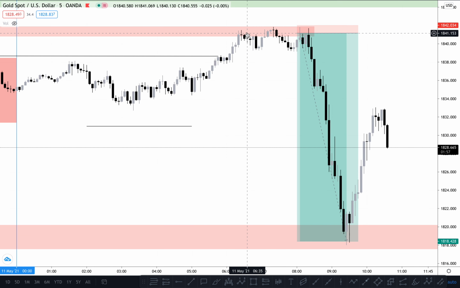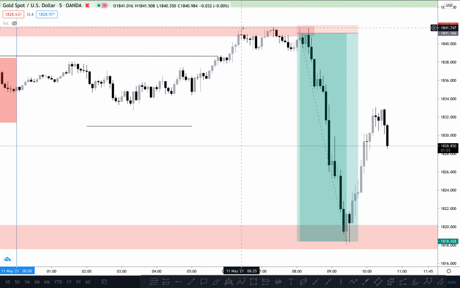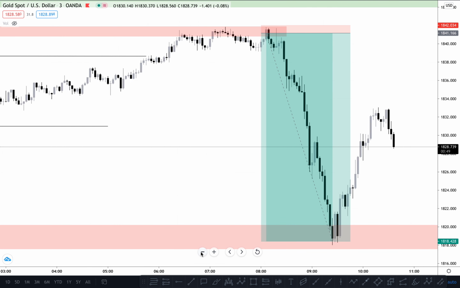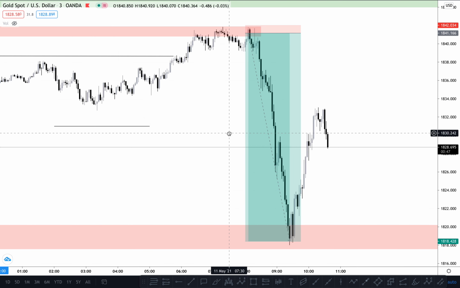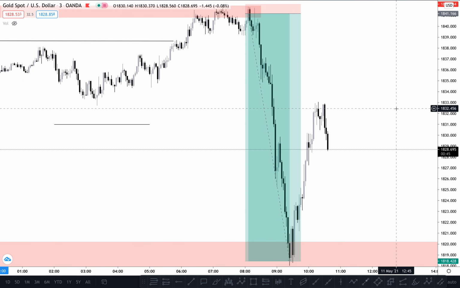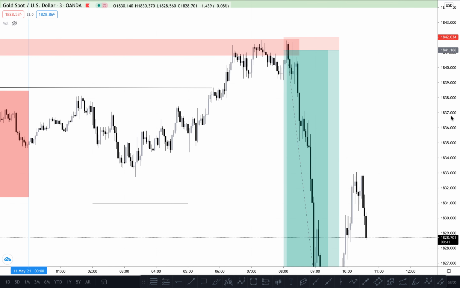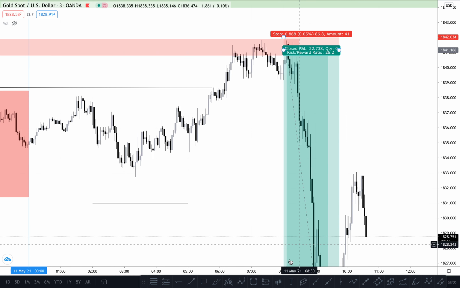We know already this is our decision level. You see, this is our decision area. Okay, let me use M3. So we know already that is our decision area. But what do you wait for to take an entry? You need to see where markets create another liquidity. That is the thing that you need to see.